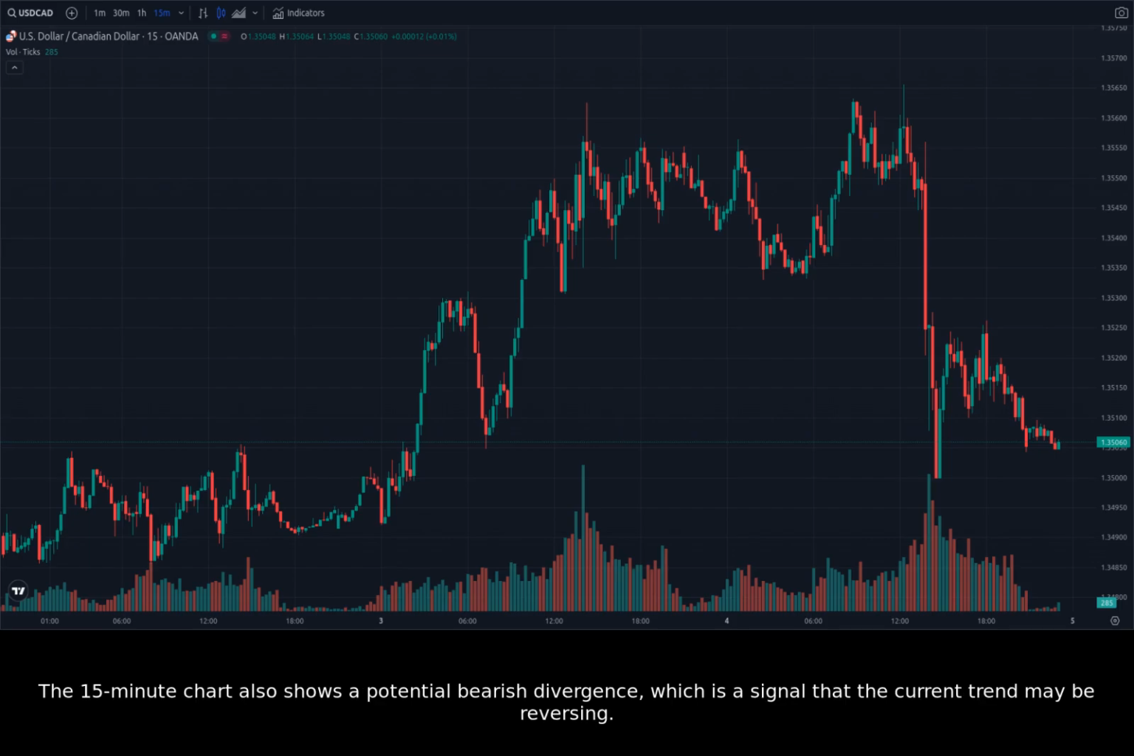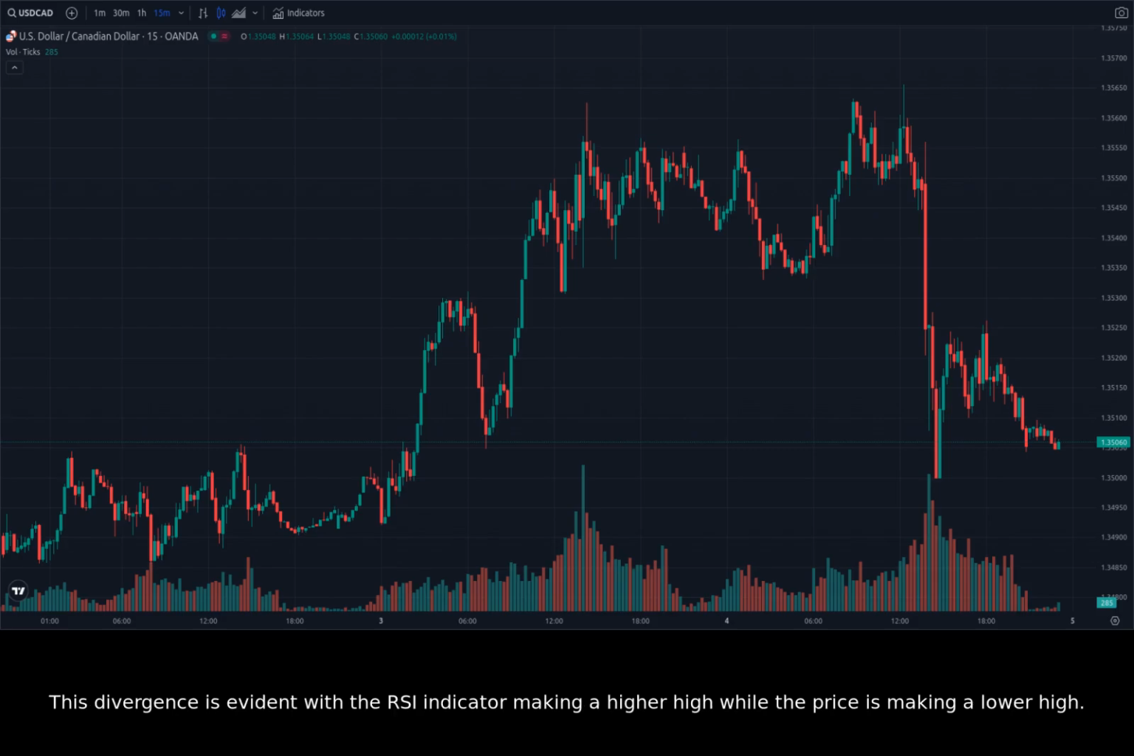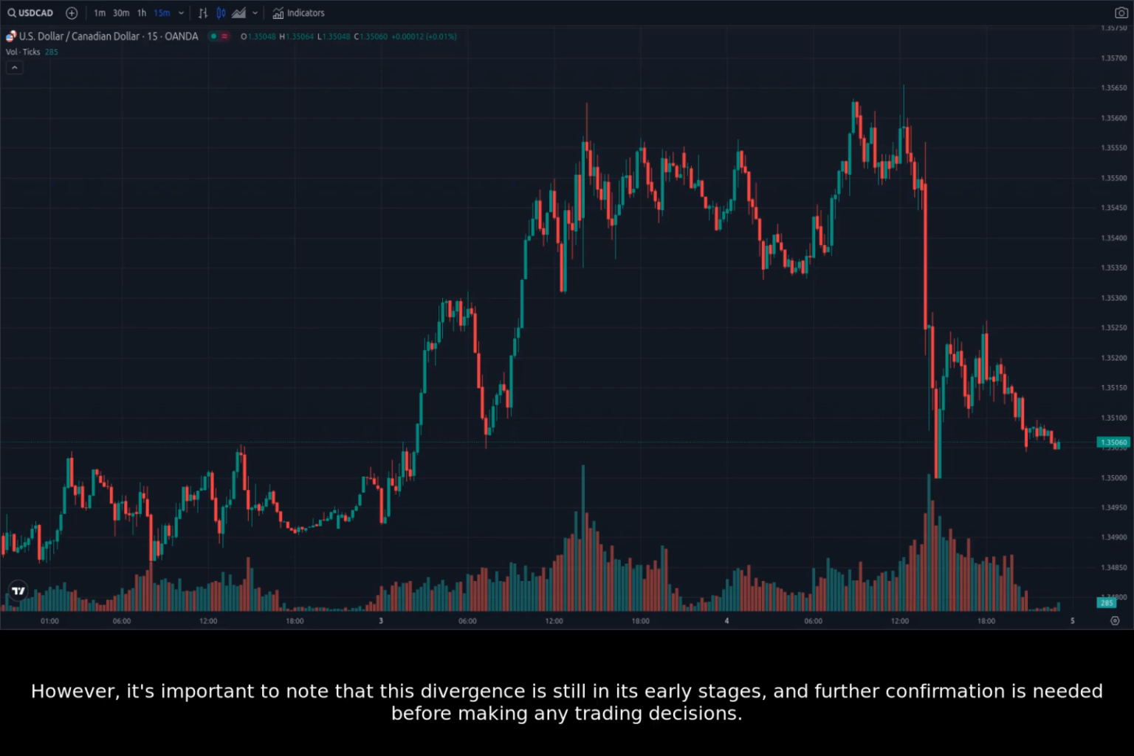The 15-minute chart also shows a potential bearish divergence, which is a signal that the current trend may be reversing. This divergence is evident with the RSI indicator making a higher high while the price is making a lower high. This suggests that the USDCAD may be heading lower and that the bullish engulfing pattern might not play out. However, it's important to note that this divergence is still in its early stages, and further confirmation is needed before making any trading decisions.